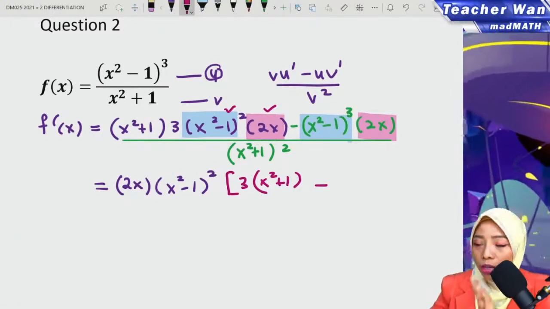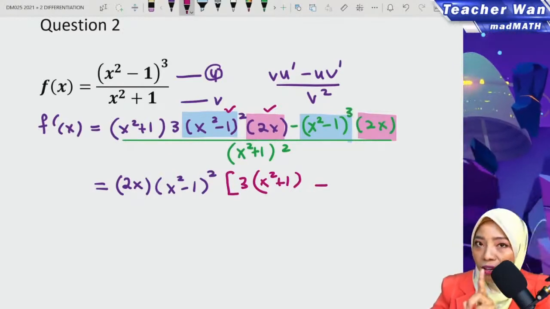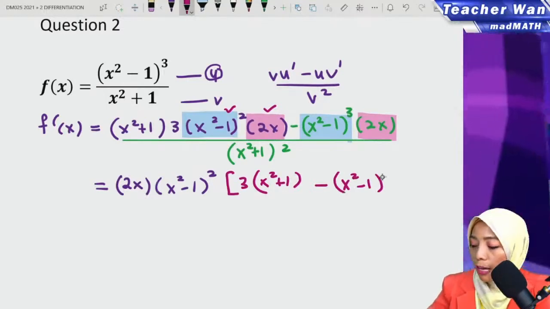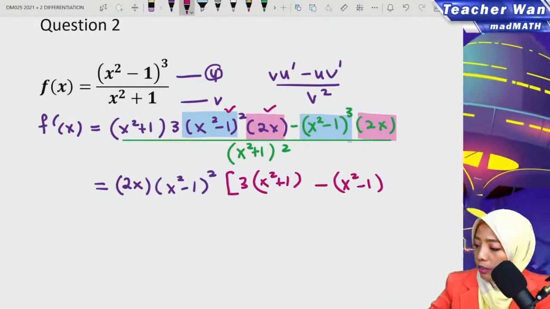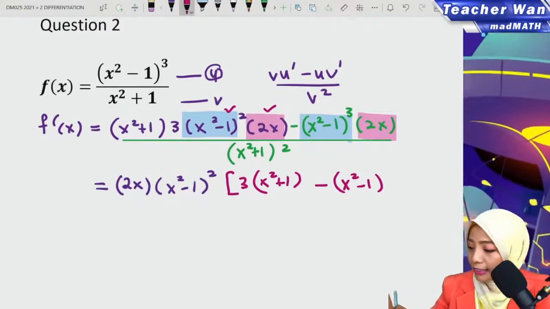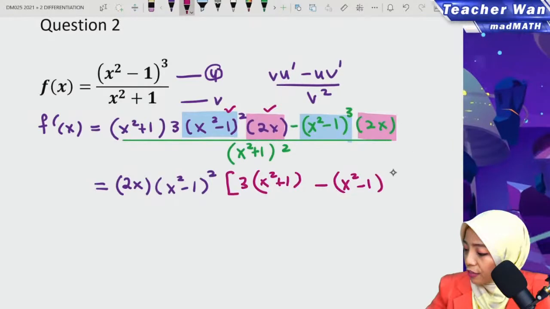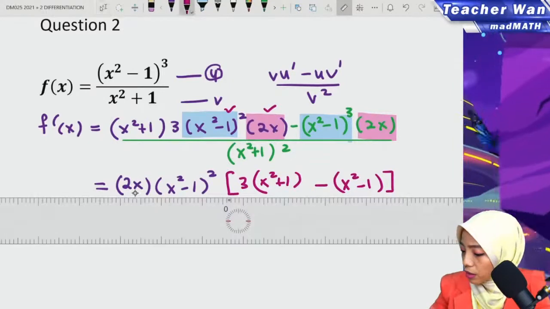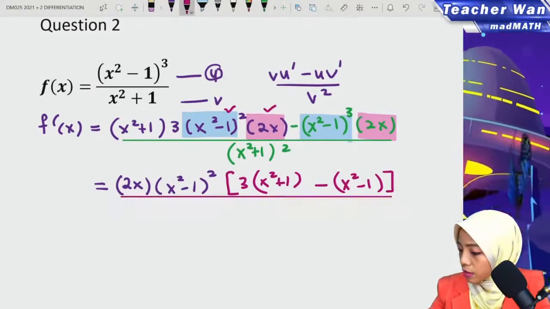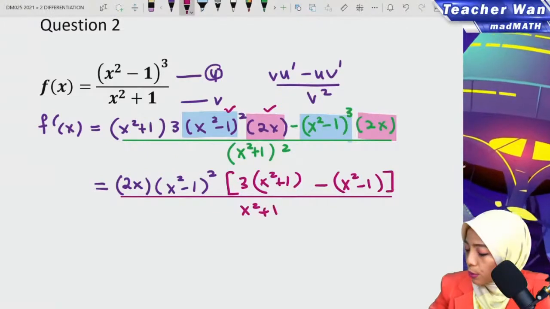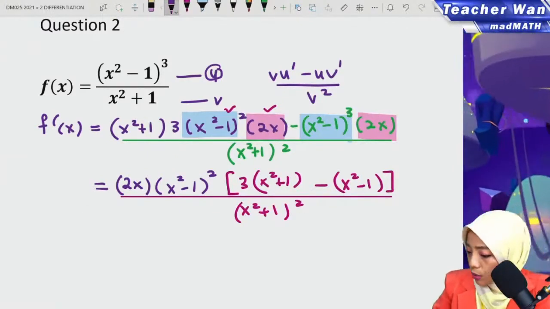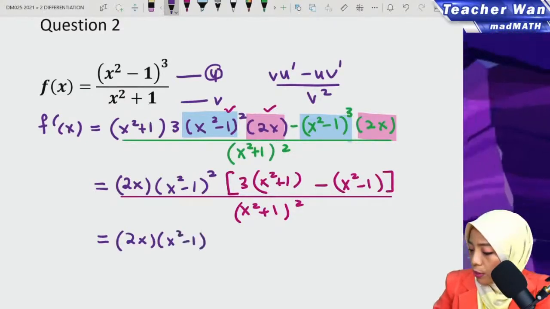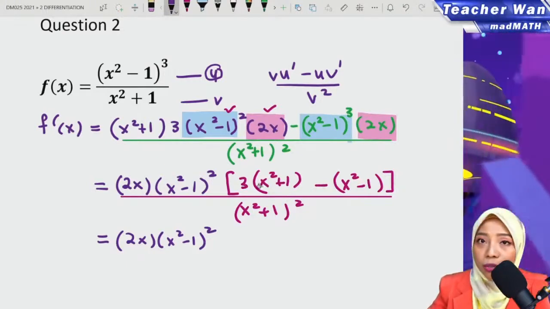Since we take out the square, we have remaining 1, so x square minus 1 here. Only when we expand to the power 1 with the square do we get 3. So now 2x, we have taken that out just now. Now we take the ruler over with x square plus 1 square. Now equal, 2x, x square minus 1, we write it again. This function we are going to simplify.